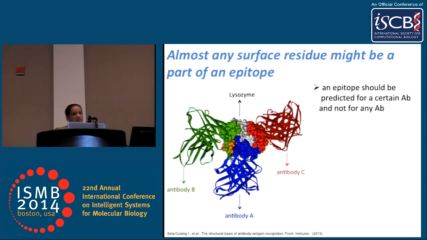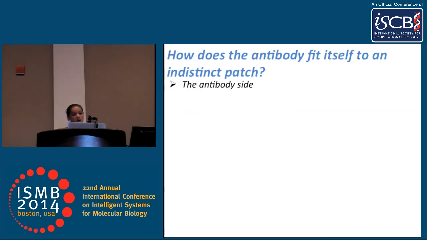And this led us to our first conclusion, that an epitope should be predicted for a certain antibody and not for any antibody. But still, how would we do that? How would we recognize an indistinct patch? So maybe if we understand how the antibody binds and recognizes its epitope, we will be able to use this information to predict it ourselves. So let's now see what happens on the antibody side.